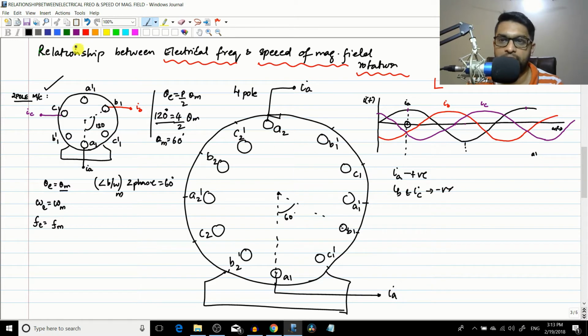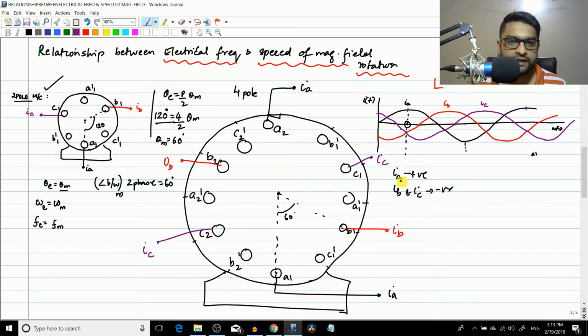Okay, and B1 and B2, where is B1? So yeah, B1 and B2 will get IB. So this is B2. This also will be IB. And C1 and C2 will get IC. So this is C1. Where is C2? This is C2. So you are just giving the same currents to two different coils under the same phase. Two different coils under the same phase.